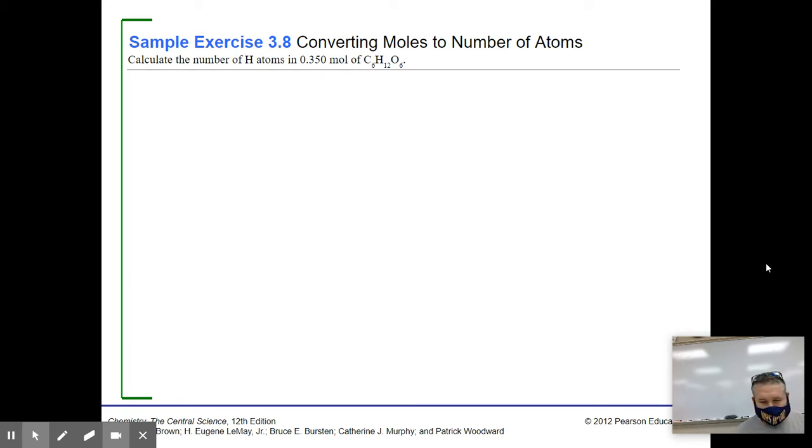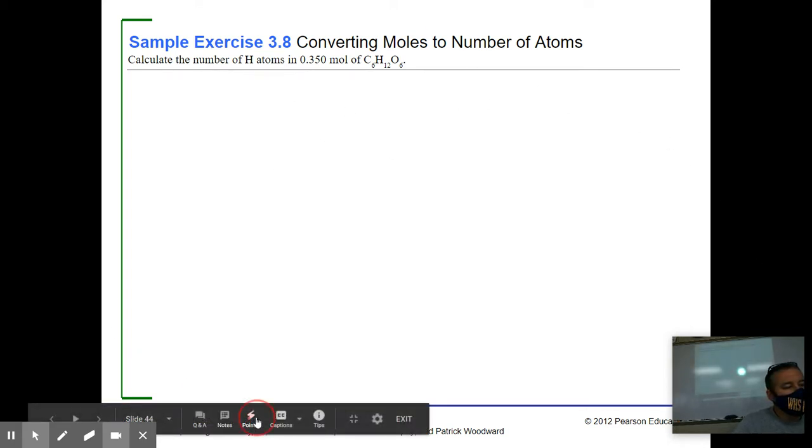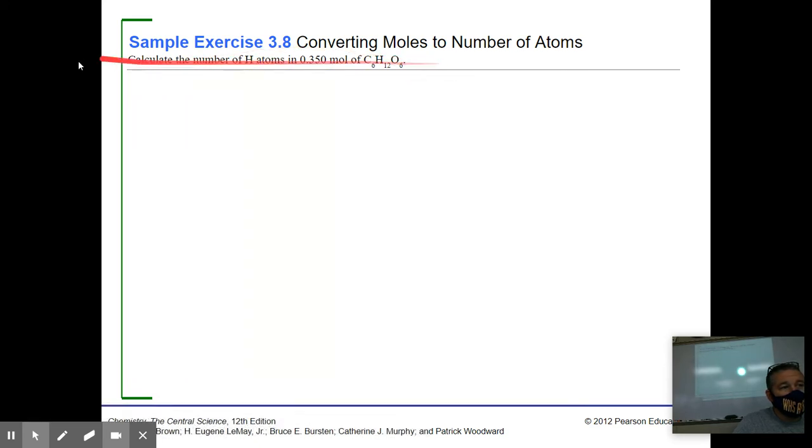We'll get there. Anyway, while the screen is warming up, we are asked to calculate the number of hydrogen atoms in a compound. Okay? Are you on sample exercise 3.8 as well? Okay. So we're up here at the top. All right.